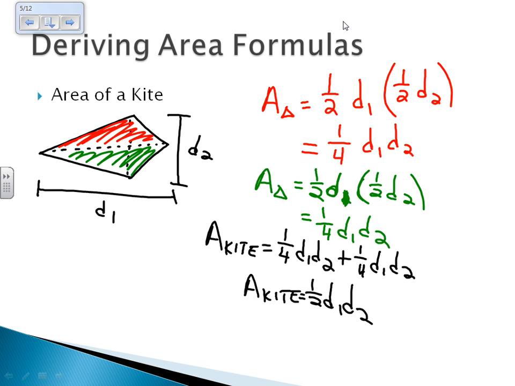1/4 d1 d2 plus 1/4 d1 d2. You add the coefficients in front, and then your variable just stays the same. Okay.